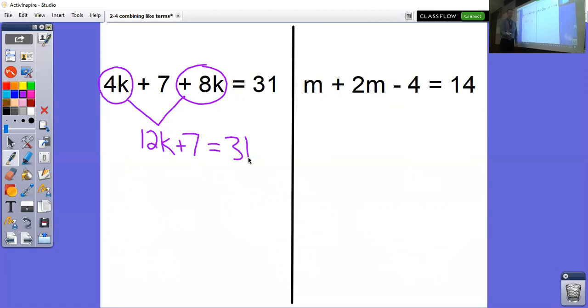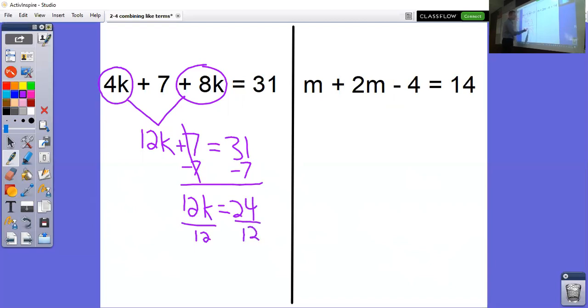Now, don't get confused. Some people might try to do this. Don't do this. You can't do this because they are on different sides of the equal sign. You cannot add together things that are on different sides of the equal sign. They have to be on the same side, like this 4K and this 8K are. So now what you have here is a two-step equation. To solve this two-step equation, I'm going to do minus 7 and minus 7 to get the 12K all by itself. So we have 12K equals 24 when I subtract. This is 12 times K.